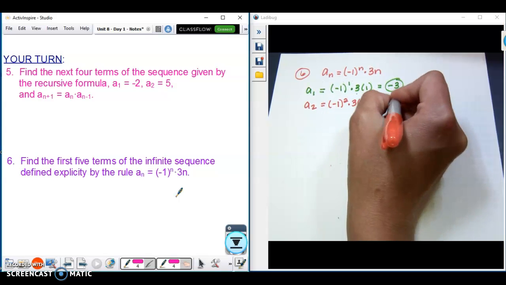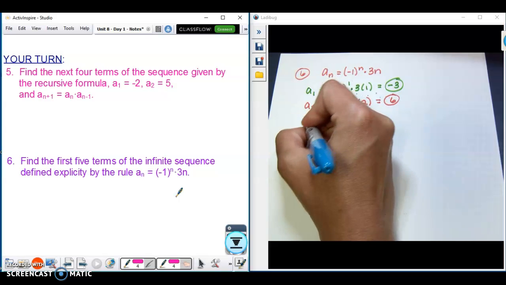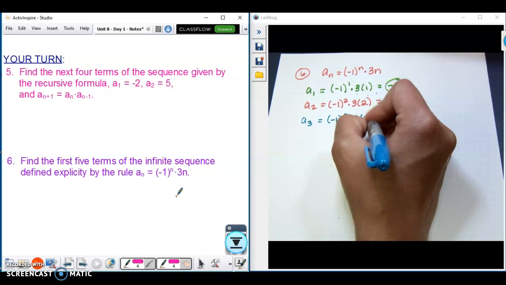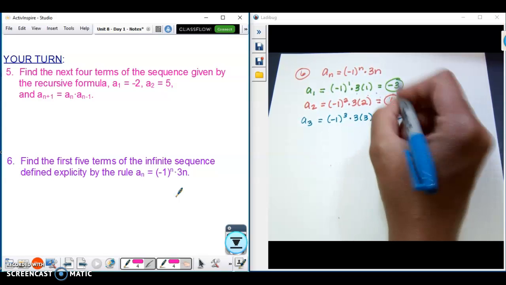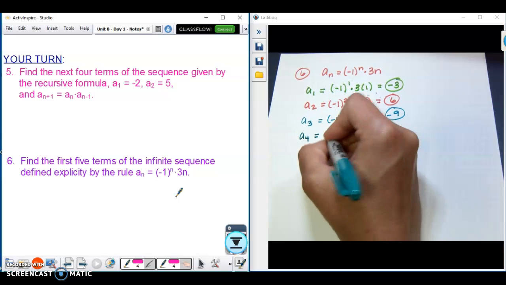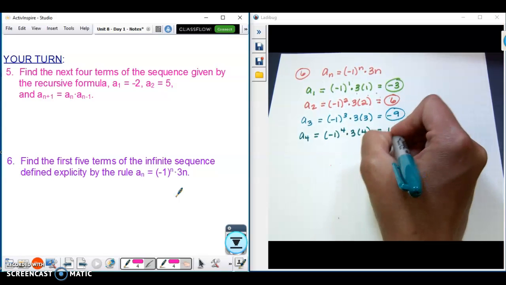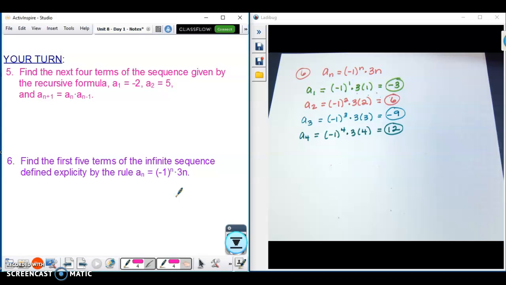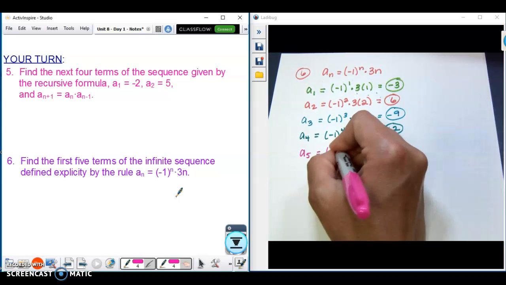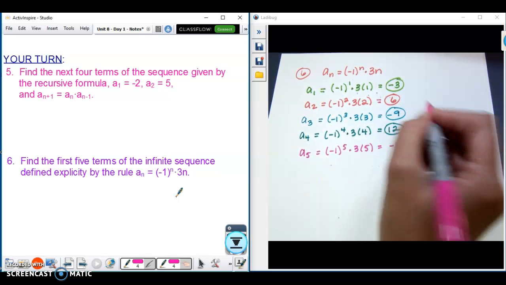That'll give us a positive 6. And then we can do a sub 3 and plug in 3, which will give us a negative 9. Then we can plug in 4 for n, which will give us a positive 12. And then it said to go to the first 5 terms, so a sub 5. Plug in 5, which will give us a negative 15.